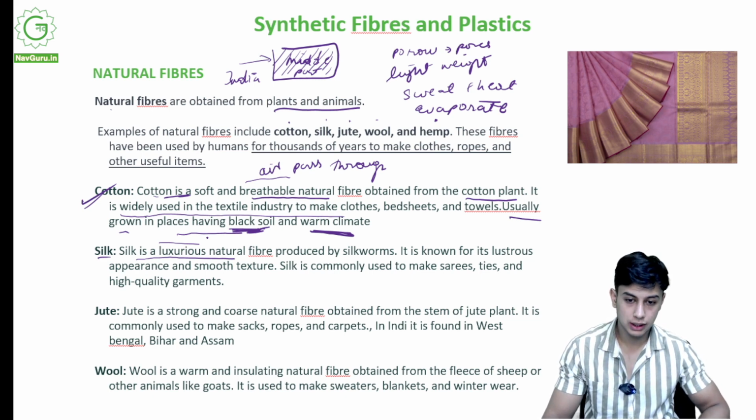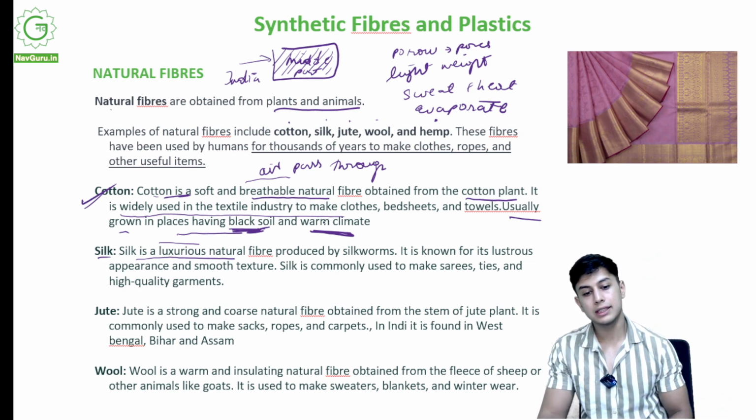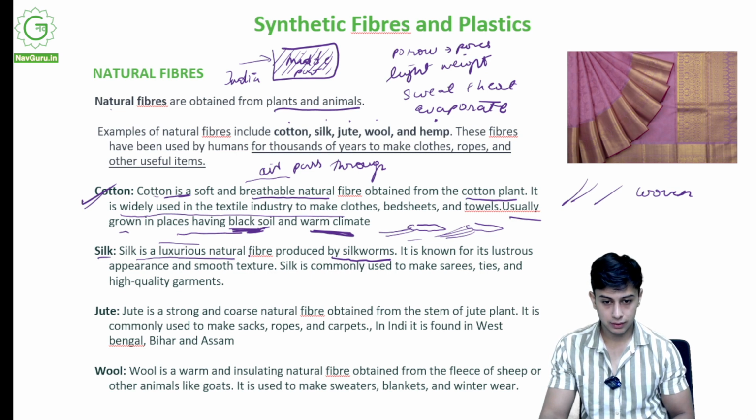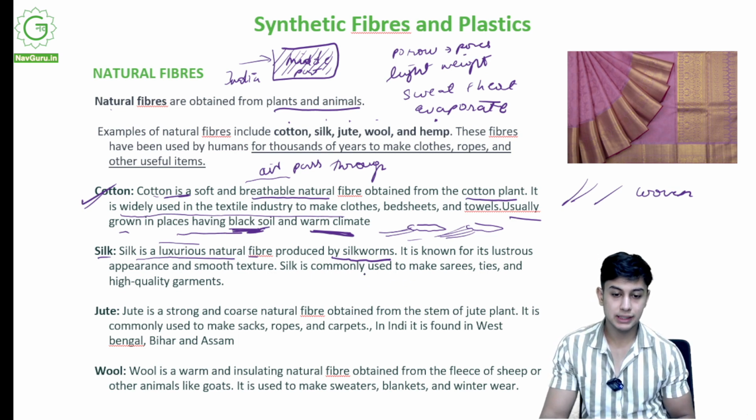So, a luxurious natural fiber produced by silkworms. Now this is something we get from silkworms. Silkworms are worms like caterpillars. They produce a lot of strands, a lot of silk. This silk is then heated, broken into strands, and woven together to make silk fiber. And this makes silk cloth.